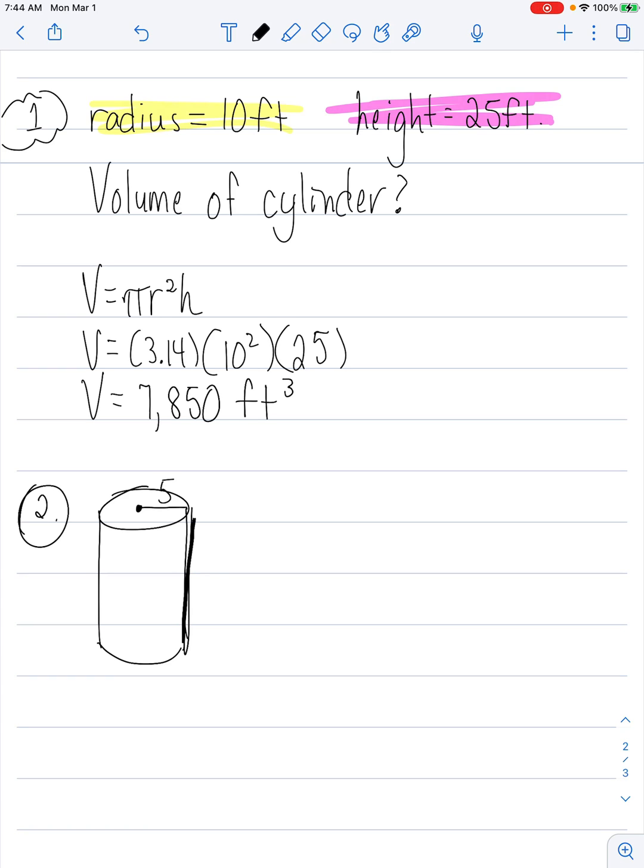And I'm going to tell you that that is 15. And let's use centimeters for this one. And I'm going to ask you, what is the volume? So first, you write your formula. Volume equals pi times radius squared times height. I do want to point out the formula is specific to the shape. This formula will only help you find the volume of a cylinder.